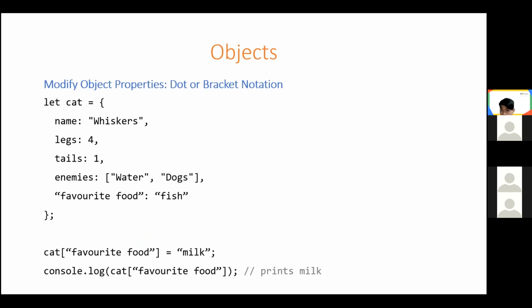Next, after you have created a JavaScript object, you can update its properties at any time, just like you would update any other variable. You can use either dot or bracket notation to update. So here, I'm putting it on the left-hand side now, and I'm assigning it a value of milk. So when I console.log and get this property out, I will print milk, because I assigned milk into the favorite food property of cat.